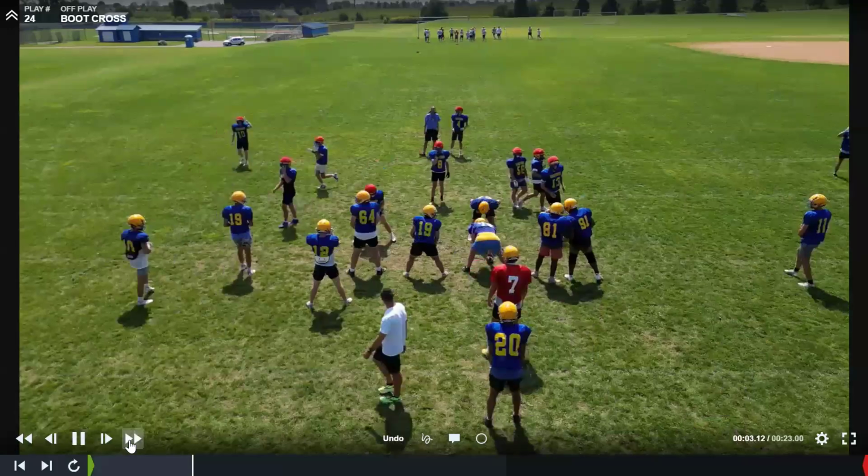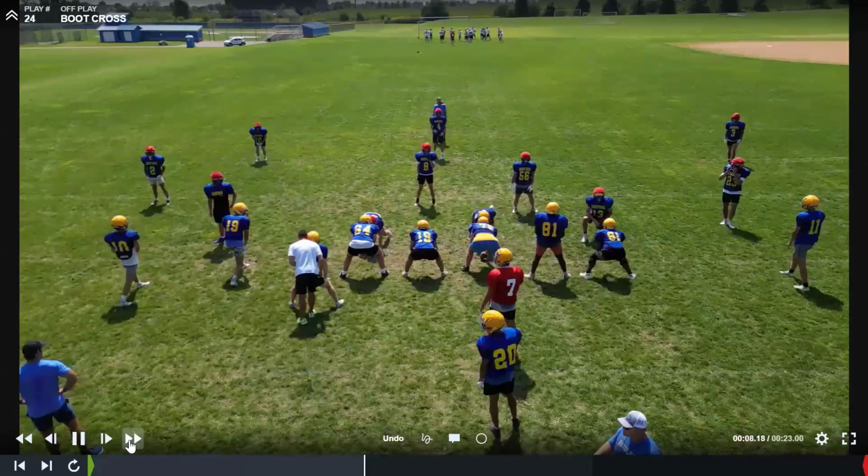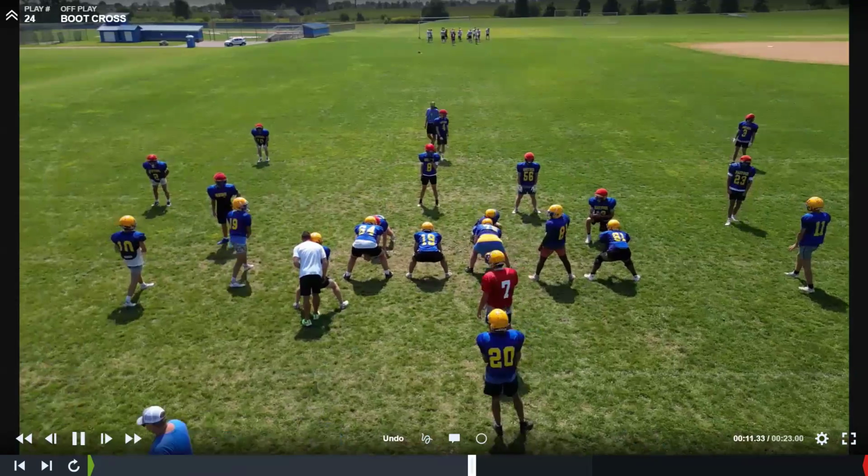Okay, next one, Elliott. This is boot, so we're running G. I'm assuming we're going to boot to the right.